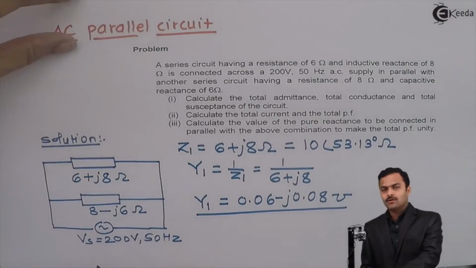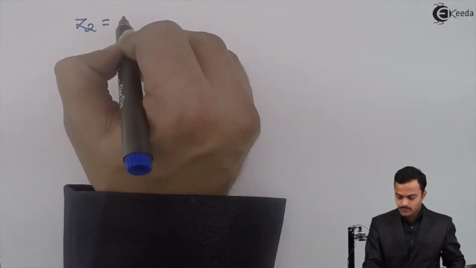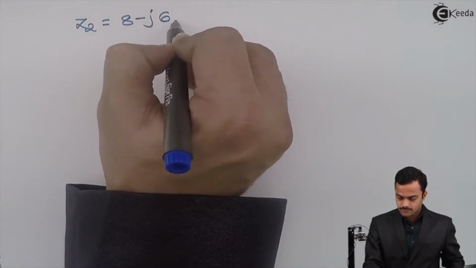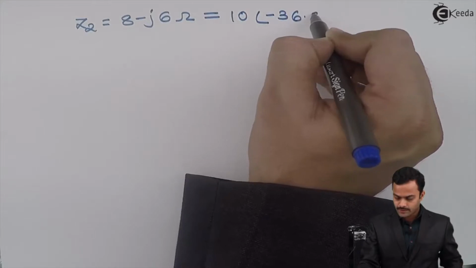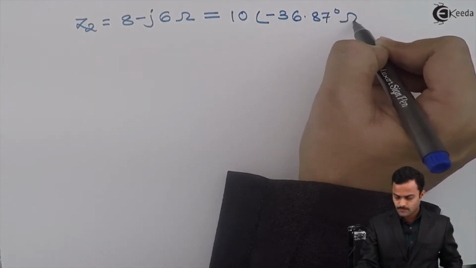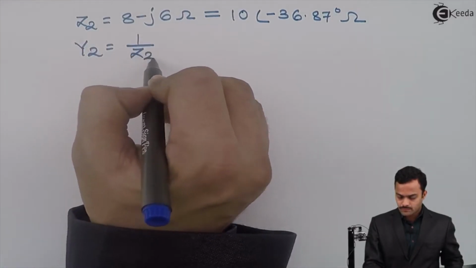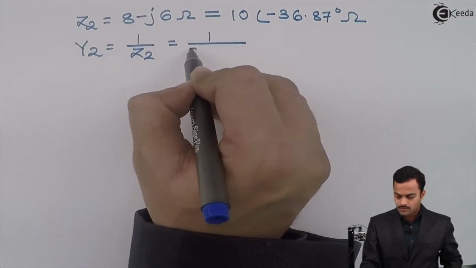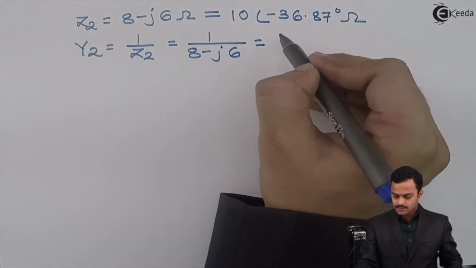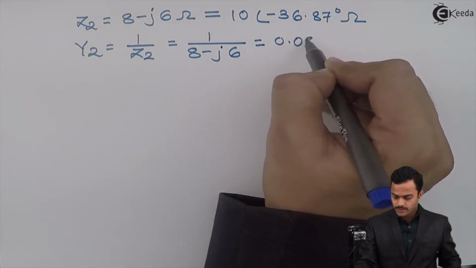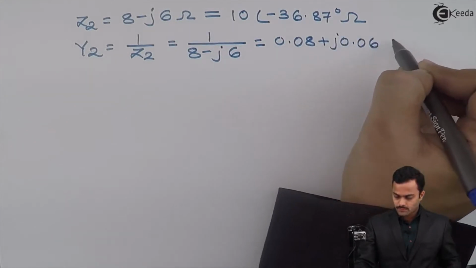Similarly, I can get Y2, but before that, let's list out Z2. So Z2 equal to 8 minus j6 ohm, which is equal to 10 at an angle minus 36.87 degree ohm, whose admittance Y2 equal to 1 upon Z2, which is equal to 1 upon 8 minus j6. If you solve, you will get Y2 as 0.08 plus j0.06 mho.